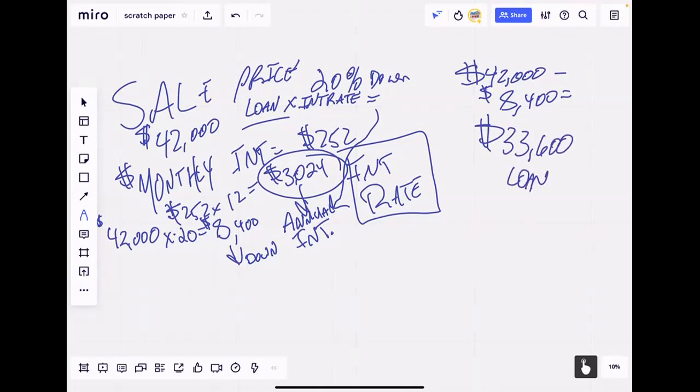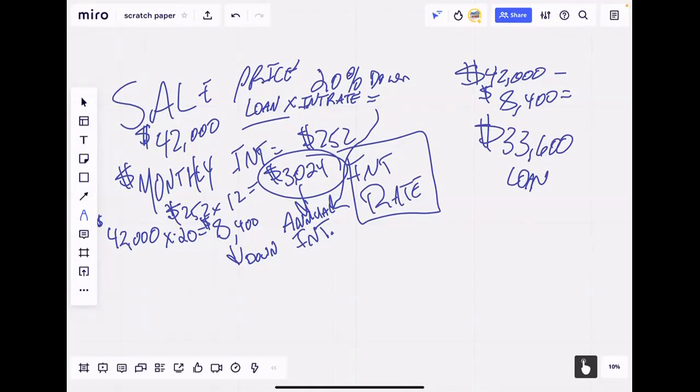Okay. Now, we know a couple things. We have everything we need to solve this problem. There's not another number we need. So what was the interest rate on the loan? We know we've got the loan amount, 33,600.